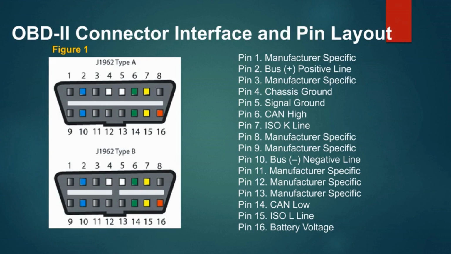OBD2 connector interface and pin layout. Pin 1, manufacturer-specific. Pin 2, bus plus, positive line. Pin 3, manufacturer-specific. Pin 4, chassis ground. Pin 5, signal ground. Pin 6, CAN high. Pin 7, ISO K line.